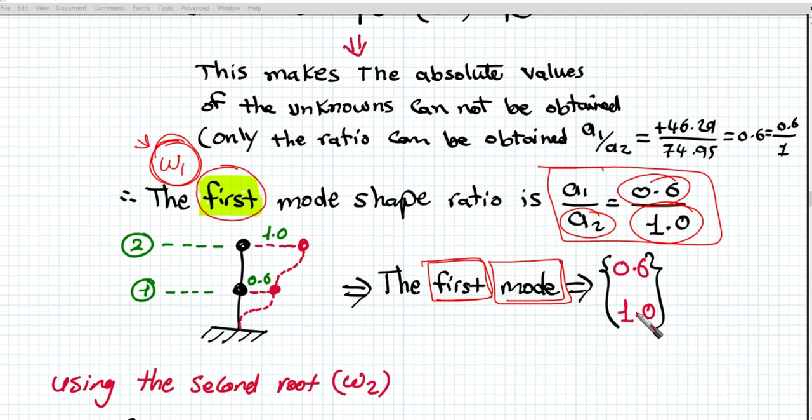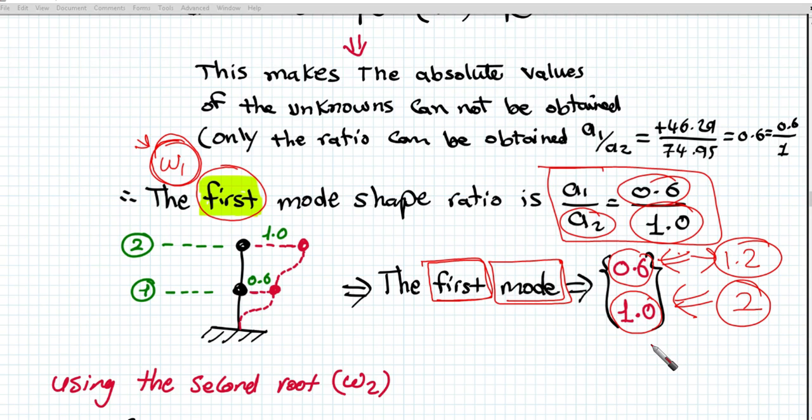So if you ask me, does it mean that A1 equals 0.6 and A2 equals 1? The answer is no. A1 does not equal 0.6, A2 does not equal 1. It is the ratio. This means that A1 could be 1.2 and A2 could be 2. Okay? It is the ratio between the two. It does not mean the value itself. Okay, so that's the meaning that we need to bear in mind regarding this issue.